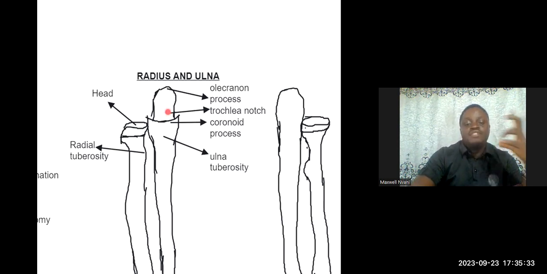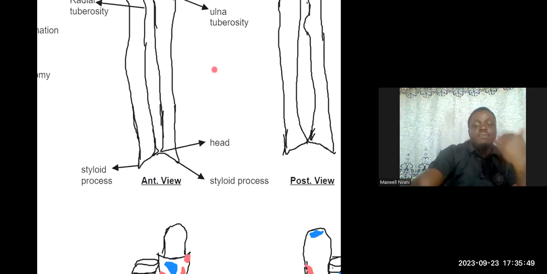Okay, so that's how you differentiate the superior aspect from the inferior aspect. Now, the lateral border is quite thick and sharp. Okay, so it's pointing laterally. And then finally, how do you differentiate the anterior aspect from the posterior aspect?